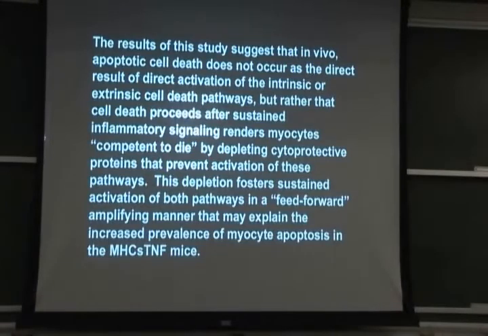So the results of the study suggest that, at least in vivo, apoptotic cell death doesn't occur as the direct result of activation of intrinsic or extrinsic cell death pathways, but rather cell death proceeds after sustained inflammatory signaling renders myocytes competent to die. In other words, once your reserve margin goes, then any bump at all will push you into apoptosis. And this depletion, we think, fosters a feed-forward amplifying mechanism that explains the increase in apoptosis.